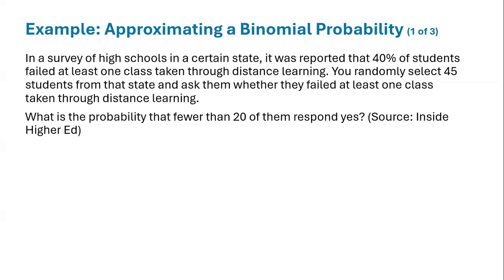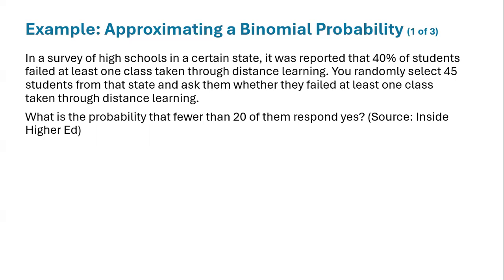So when you read the question, you can see that it's kind of the definition of a binomial distribution, because it says you randomly select 45 students, so the number of trials is fixed, 45, and the probability of success for each trial is the same, which is 40%, so p is 40%, and the trials are independent from each other, because failing or not failing is completely independent from student to student. So everything in this problem is defining a binomial distribution.